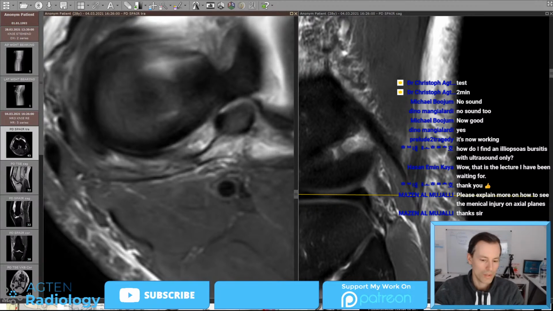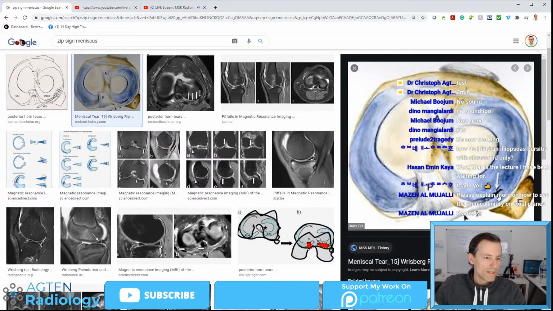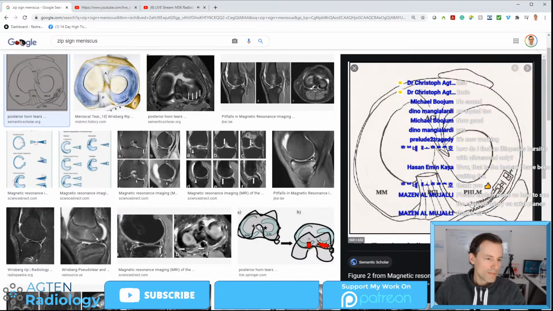And there are some nice illustrations. I can quickly show you. Zip sign meniscus. So let me just switch this here. So I'm just using zip sign meniscus here. So this is basically the idea. You have the Risberg ligament, and it's just, or sometimes called Risberg grip, and it's just pulling or tearing this apart. And it's called the zip sign because it looks like a zipper or like a zip here, and this is the posterior horn of the lateral meniscus.